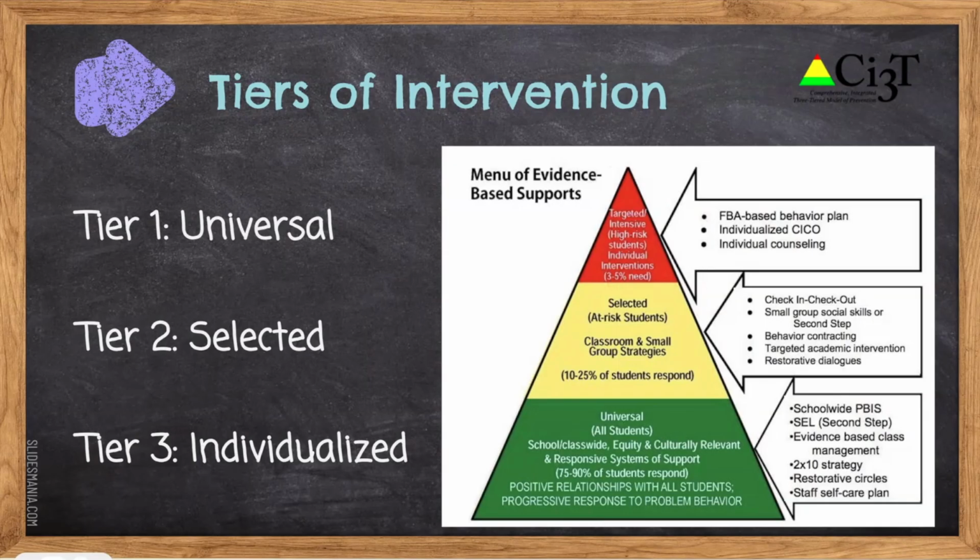Now, Tier 3 are those things that are individualized and intensive. They're such things as completing an FBA, a functional behavior assessment, and developing a behavior intervention plan from the data that you've collected, and then implementing that plan and revising and renewing it as often as needed.